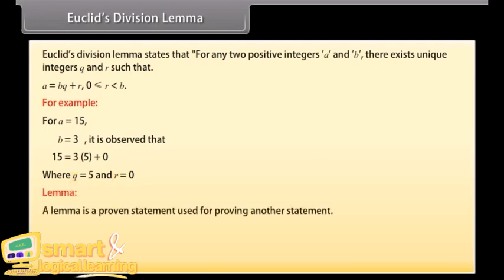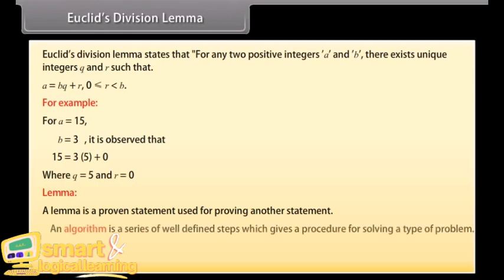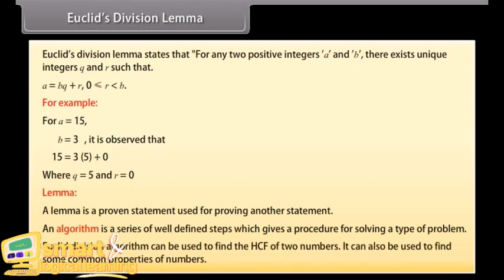Lemma. A lemma is a proven statement used for proving another statement. An algorithm is a series of well-defined steps which gives a procedure for solving a type of problem. Euclid division algorithm can be used to find the HCF of two numbers. It can also be used to find some common properties of numbers.